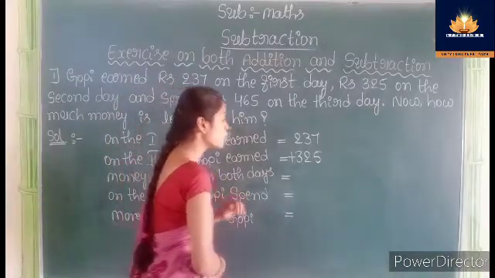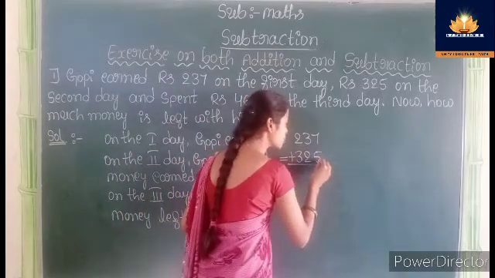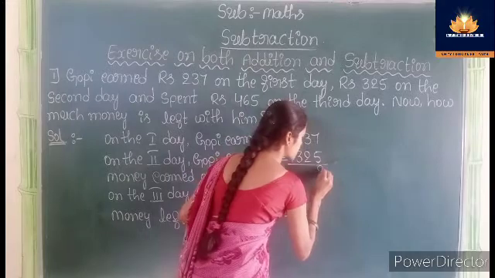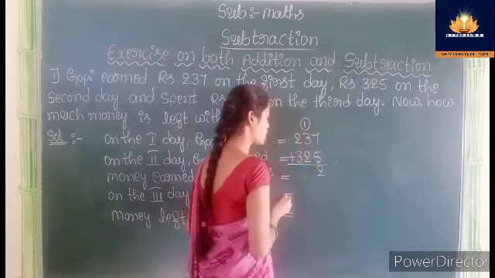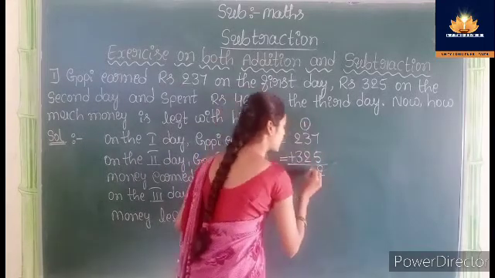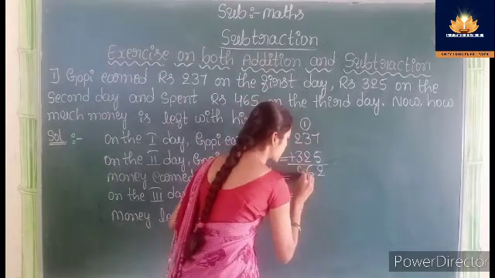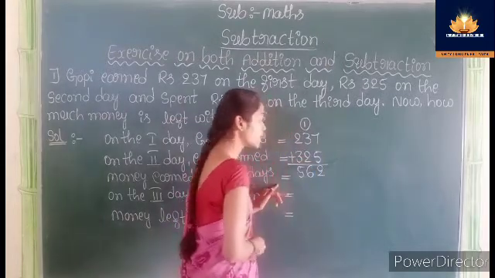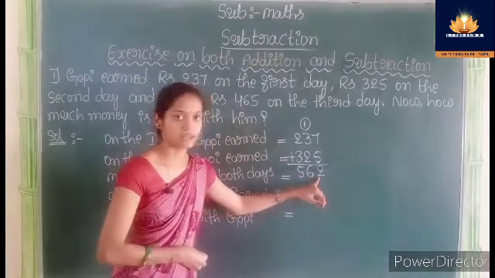The money earned on these two days: 7 plus 5, 12. 2 should be written below this ones place. Then 1 carry to tens column. 3 plus 2, 5. 5 plus 1, 6. 2 plus 3, 5. The money earned on these two days is 562 rupees.